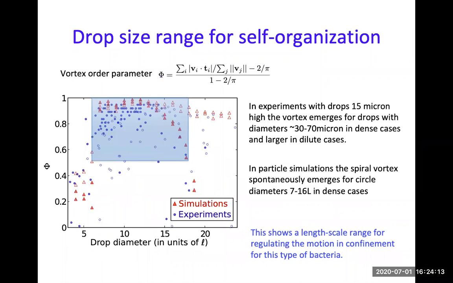Now, when do you get this ordering? You get this ordering for a certain range of drop sizes. If the drop is too large, the suspension will revert to quasi-turbulent behavior. If the drop is too small, they don't have space essentially to move. So there is a range, up to about 70 microns, where you get to see this self-organization into a vortical motion, just due to mechanics. In the simulations as well, this length scale comes out, right? So if you confine the dense bacterial suspension under this length scale, it will organize into this vortex.